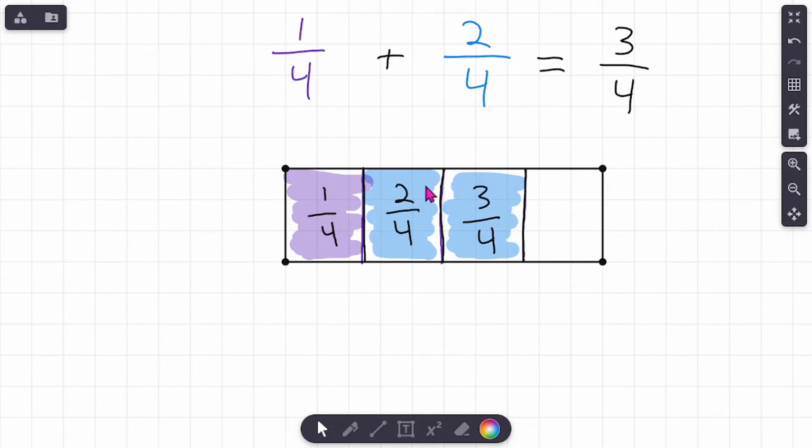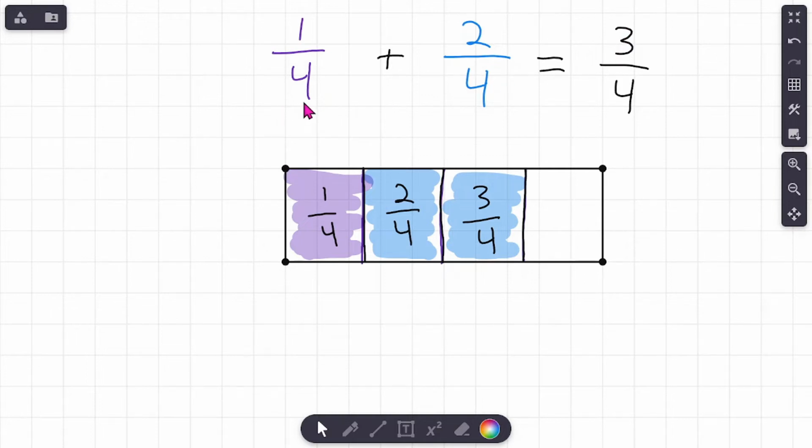Now I want you to look at our equation up here. What did we add in this equation? Did we add the numerators? Did we add the denominators? Well, look, our answer was 3/4. Do you see how we added the numerators? We did 1 plus 2 equals 3. So that's how we got our numerator.